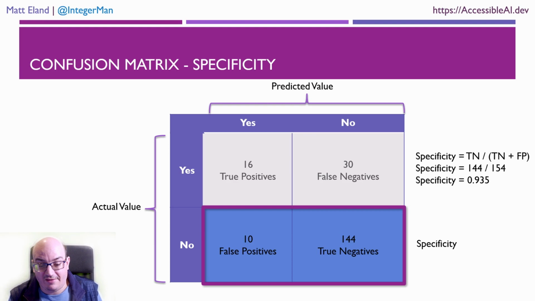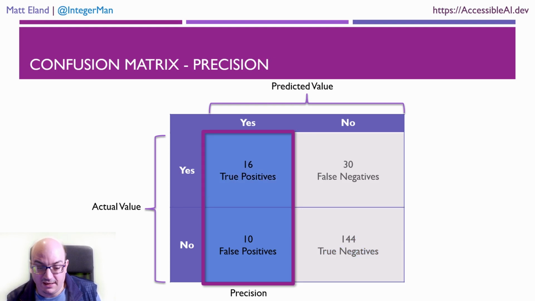So we actually have a specificity of 93.5%. So pretty reliable at recognizing the no's. This is the model's key strength. Okay, so let's look at our columns. We have some metrics associated with the columns, as you would expect.